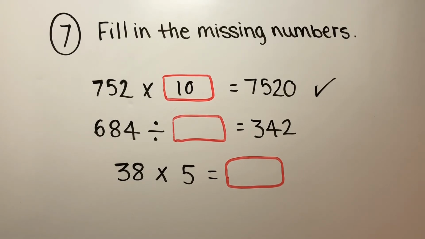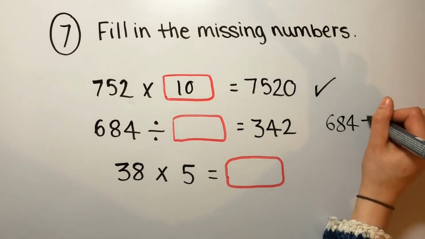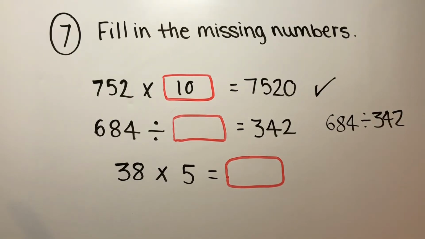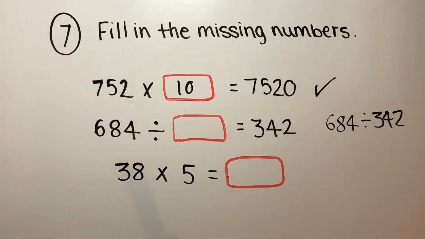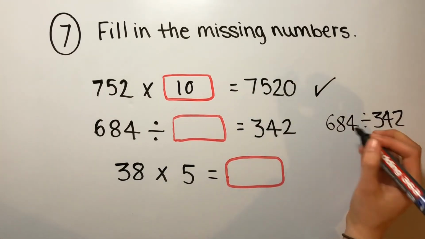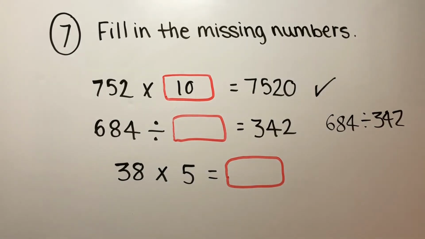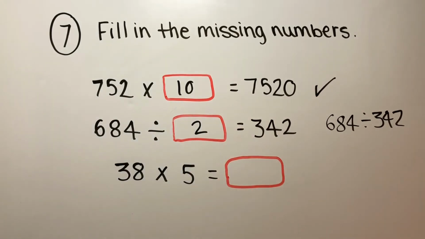Because when we times by 10, we're adding on a 0. So that's correct. Now for the second one, 684 divided by something gives us 342. What we need to do is 684 divided by 342. Now, if we look at these two numbers, we can see that when we've divided 684 by 2, we've gotten 342. So our answer here would be 2.